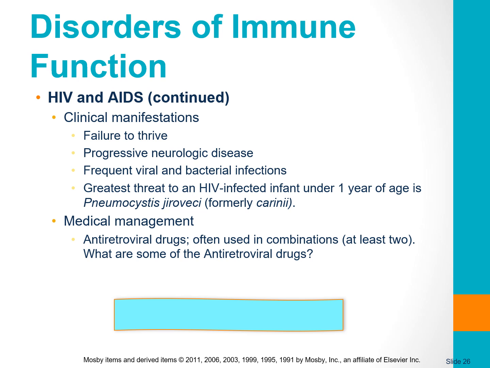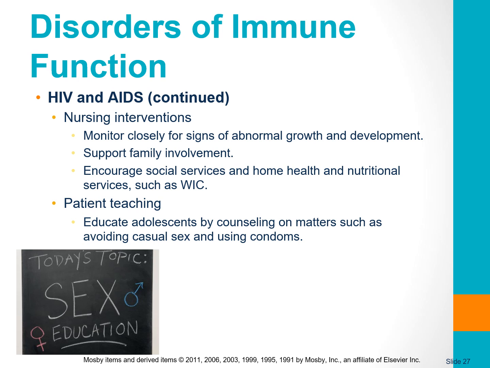Some other nursing interventions to keep into consideration would be monitoring their growth and development. Severe failure to thrive is common in these kids. And then, of course, we want to support their family. This is a lifelong treatment, and kids are subject to how their families manage medications and understand the disease process. They might need extra services, other social services like home health, nutritional services such as WIC, etc.